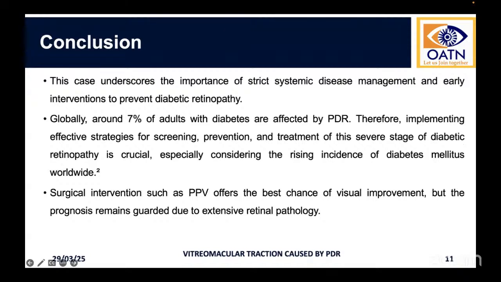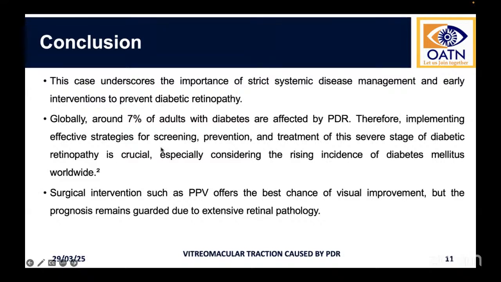I would like to conclude with the importance of managing systemic diseases, because the patient was not really cooperative in taking diabetic medicines. Globally, 7% of people with diabetes are affected by proliferative diabetic retinopathy. Therefore, it is really important to do early screening, prevention, and treatment even before it goes to the severe stage.